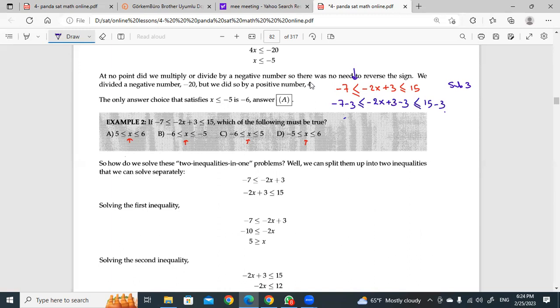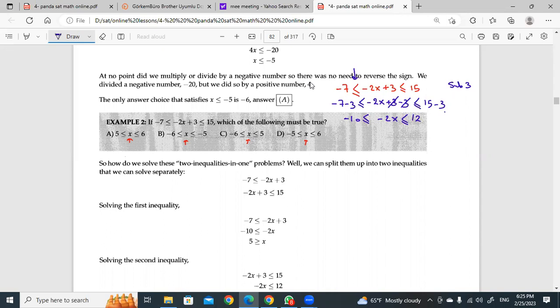Negative 10 is less than or equal to, add the 3, cancel the 3, and I have here negative 2x. And after this, I have less than or equal to 15 minus 3, which is equal to 12.